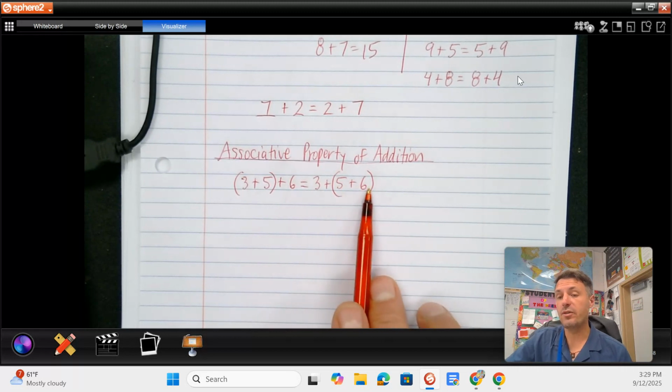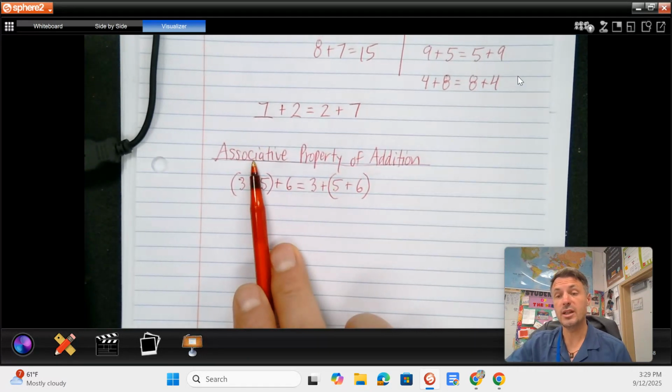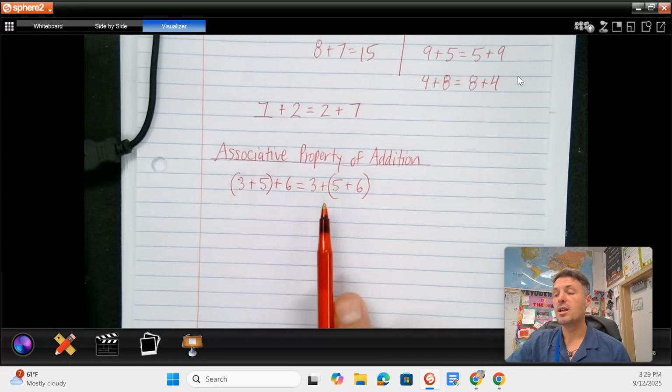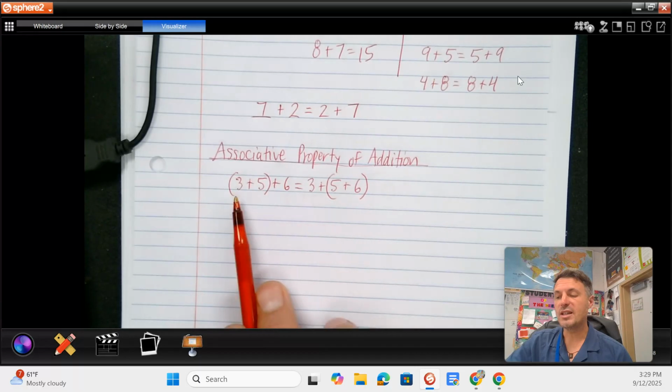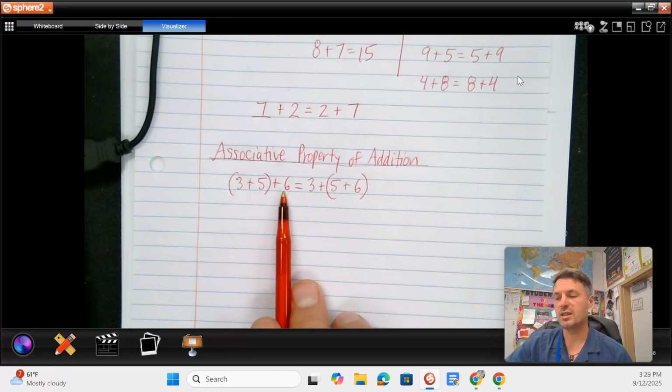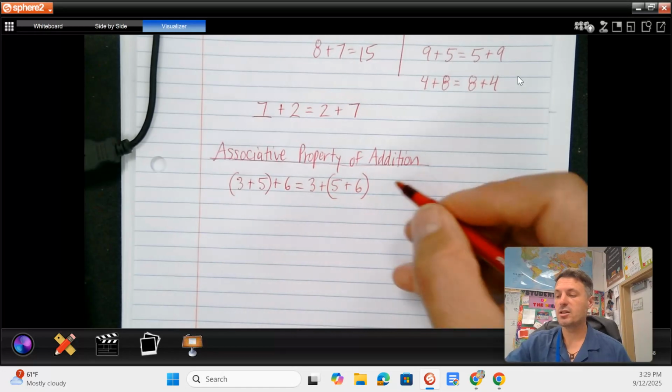Whereas over here, the 5 and the 6 are hanging out together inside of the parentheses. Again, they're associating with each other. They're grouped inside of the parentheses, and the 3 is left out. But it's still the same three numbers. 3 plus 5 plus 6 equals 3 plus 5 plus 6.